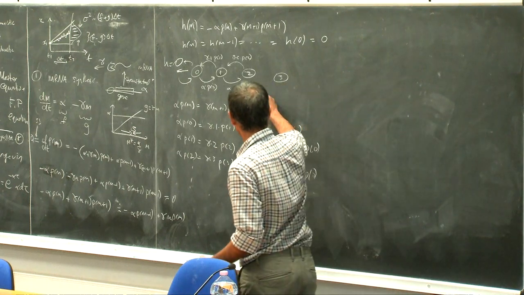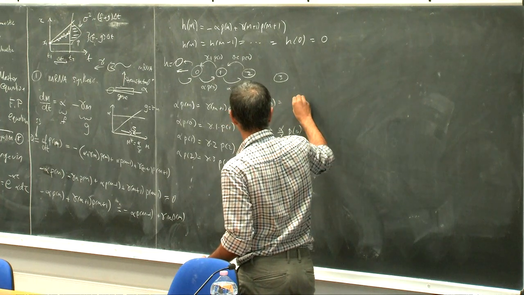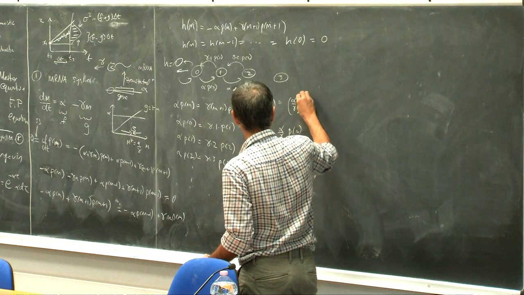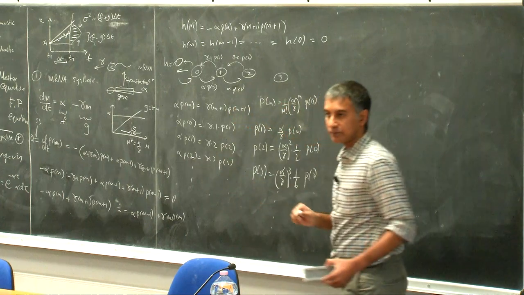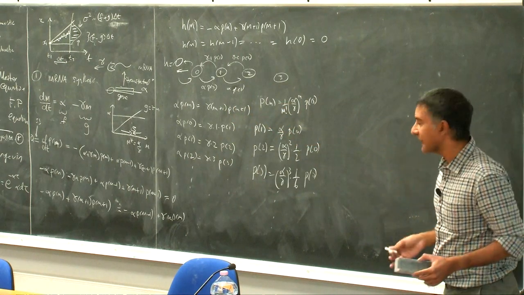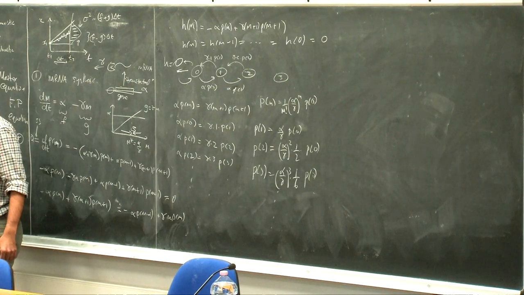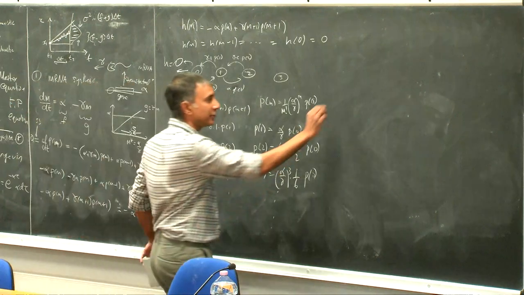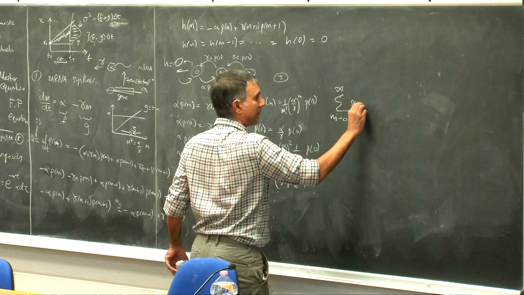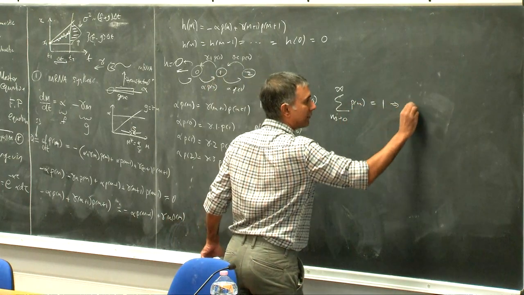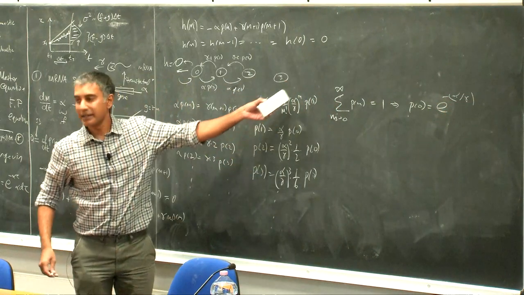That means, in general, P of m is equal to alpha over gamma to the m, times P0, times 1 over m factorial. I'm just going through the math. This should look familiar because it's just the Poisson distribution. How do I find the value of P0? I know that the sum from m equals 0 to infinity of P sub m must be equal to 1. And therefore, P of 0 is e to the minus alpha over gamma, because this is an expansion for the exponential.